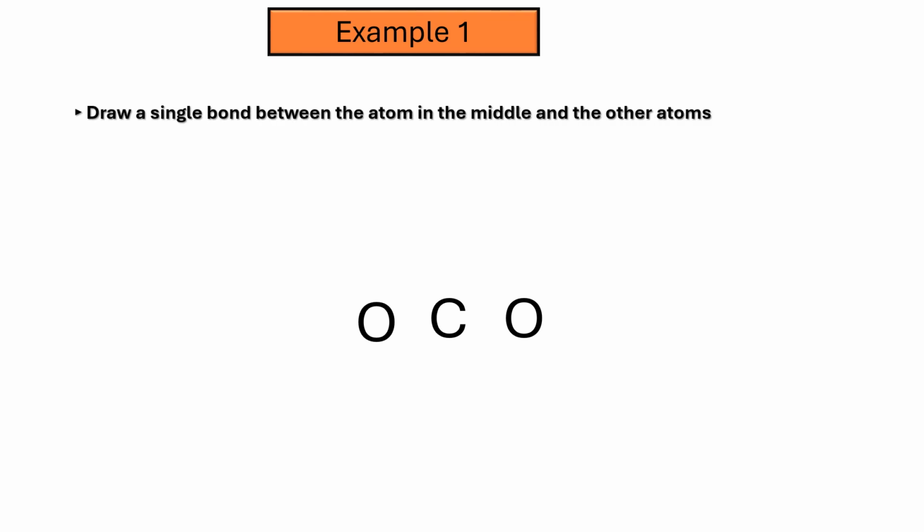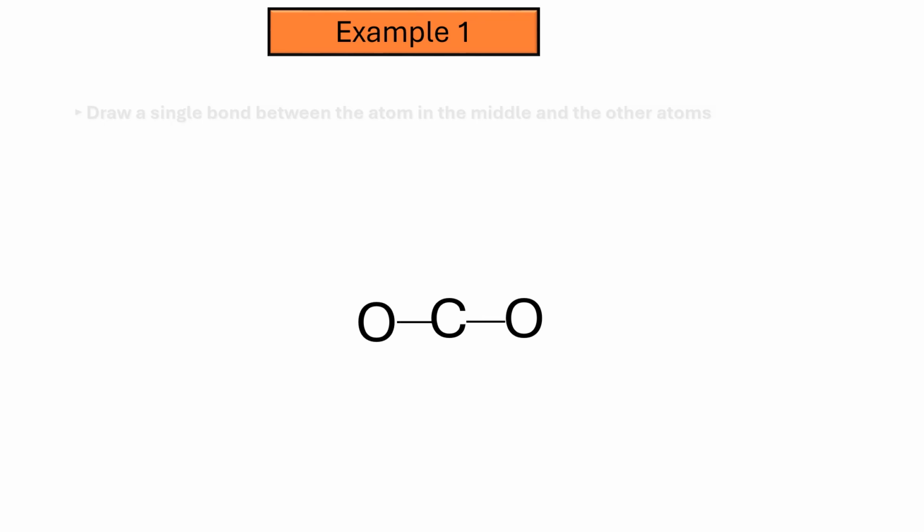Next, we draw a single bond between the atom in the middle and the other atom. So a single bond between carbon and each oxygen. We know that each bond represents 2 electrons. So this is 2 electrons between this carbon and the oxygen, and another 2 electrons. So we can see that carbon has 4 electrons so far because it has 2 bonds. Each bond represents 2 electrons, but each oxygen only has 2 electrons.